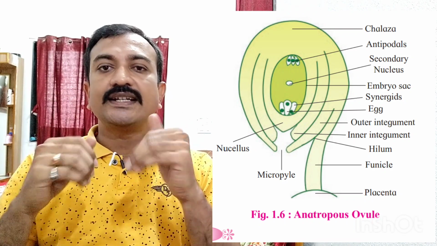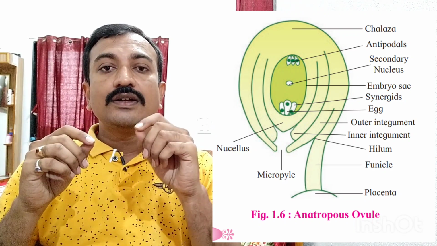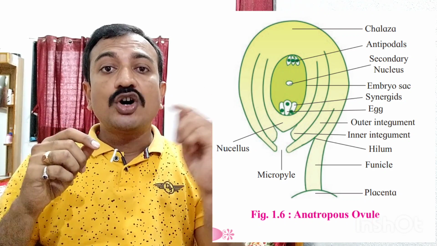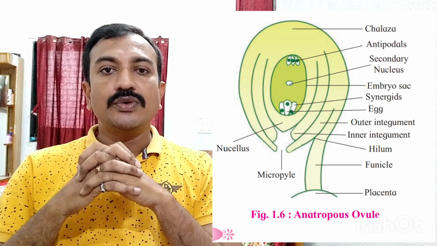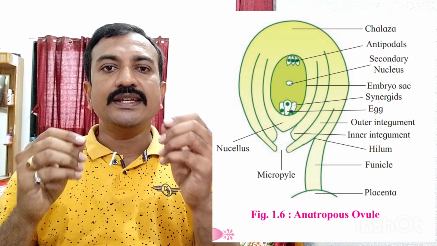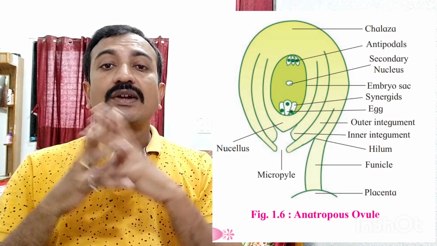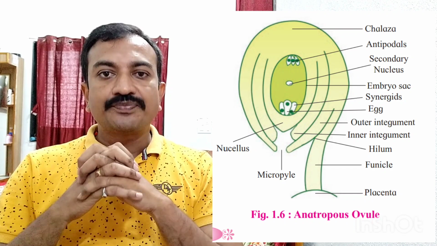So first, chalaza, and that's the base of the ovule. In some plants, the pollen tube enters the ovule through the chalaza. That is seen in some rare plants, but mainly the chalaza is the base of the ovule. The second part of the ovule is integument.